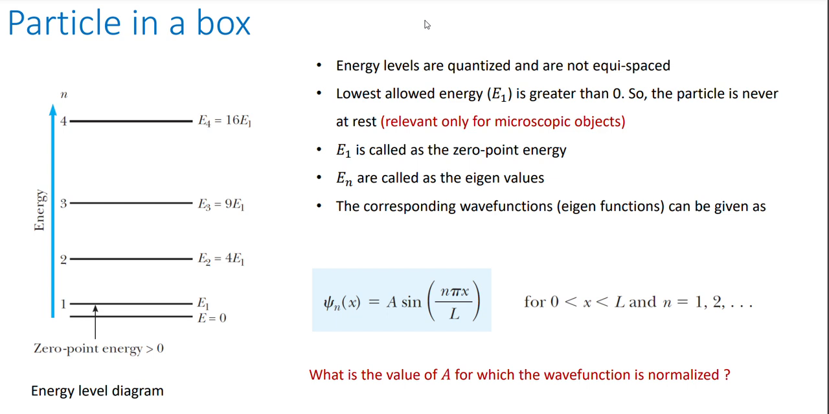Energy levels are quantized and are not equispaced. The lowest allowed energy is greater than zero. Hence, we can say that the particle is never at rest. E1 is called the zero point energy, and En are called the corresponding eigenvalues. The corresponding wave functions can be given as sin n pi x by L.